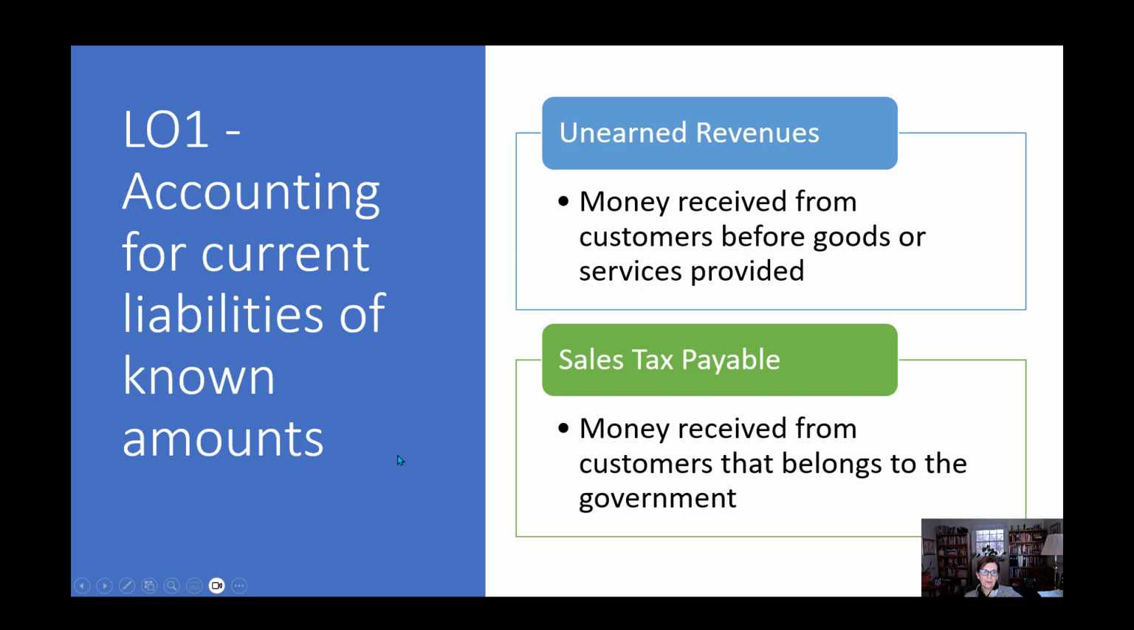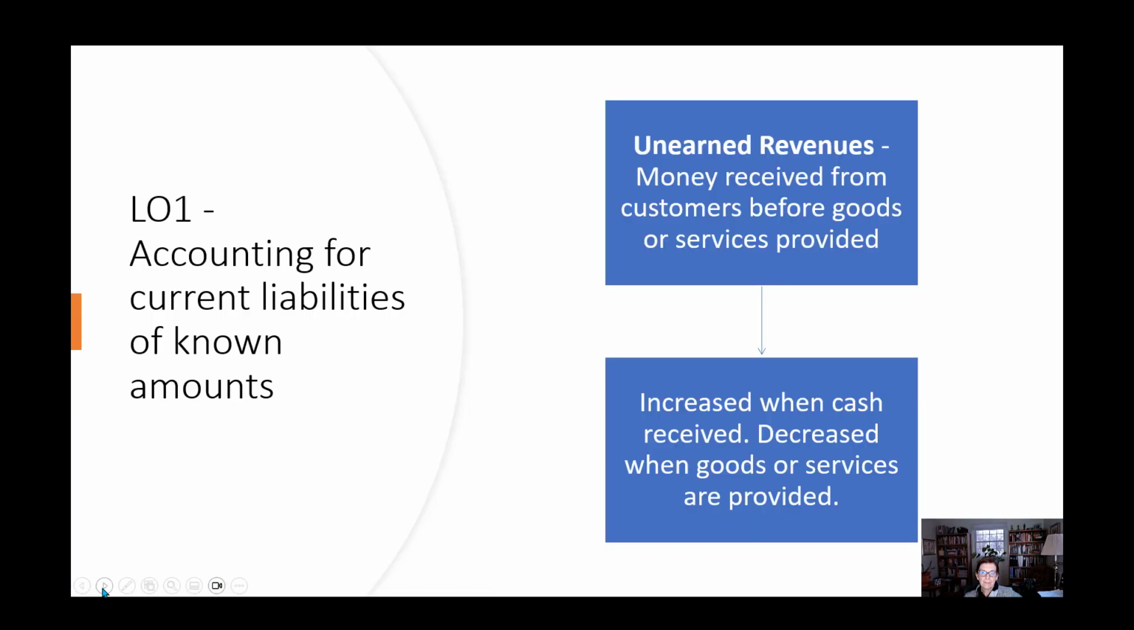Now let's look at accounting for current liabilities of known amounts. First, we're going to remind ourselves of unearned revenue, which is money that has been received from customers before goods or services have been provided. And then sales tax payable, which is money that when you go into a store, right, you know what sales tax is. It's money that's from customers that's paid to the company, but that money actually belongs to the government, so that has to get paid over to the government.